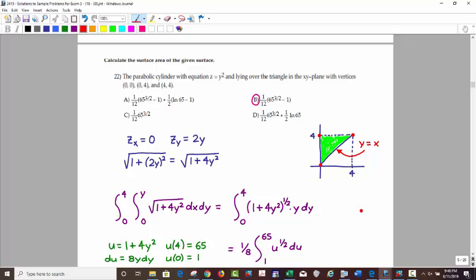And the line's going to be y equals x. It's got a slope of 1. In fact, this point right out here is going to be (4, 4), and (0, 0). Slope is 1, y-intercept 0. So it's just y equals x. So that'll be important for our limits of integration.